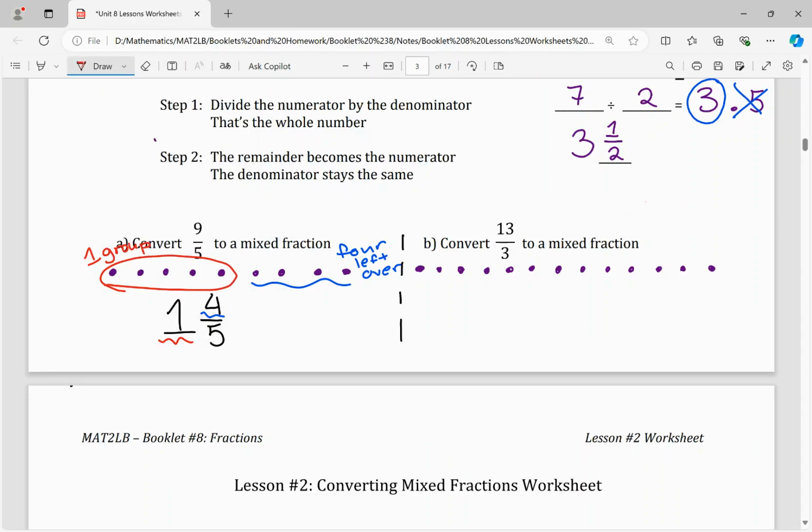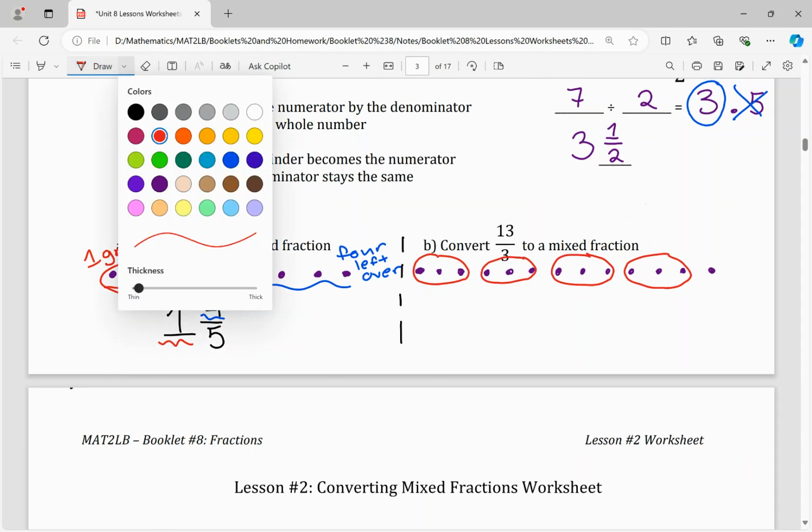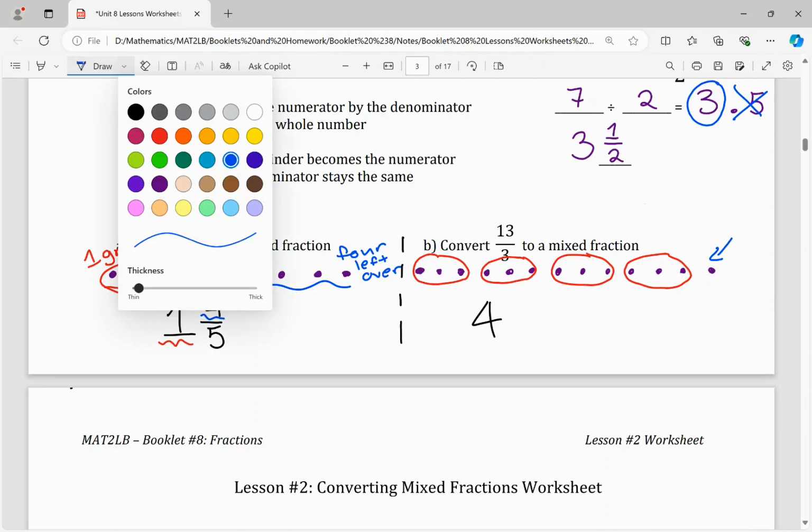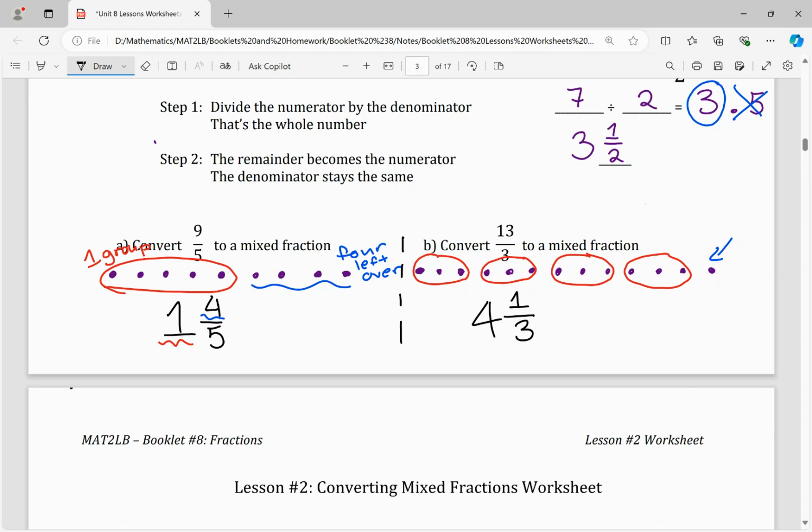Next, what we're going to do is we're going to find out how many groups of 3 we can make. 1, 2, 3, 4. 3 goes into 13 4 times. So our large number is going to be 4. We have 4 groups, 4 wholes. Now what's left over is just 1 dot. So that tells us the numerator of our fraction. 1 out of our groupings of 3. We were 1/3 of the way to another full group.